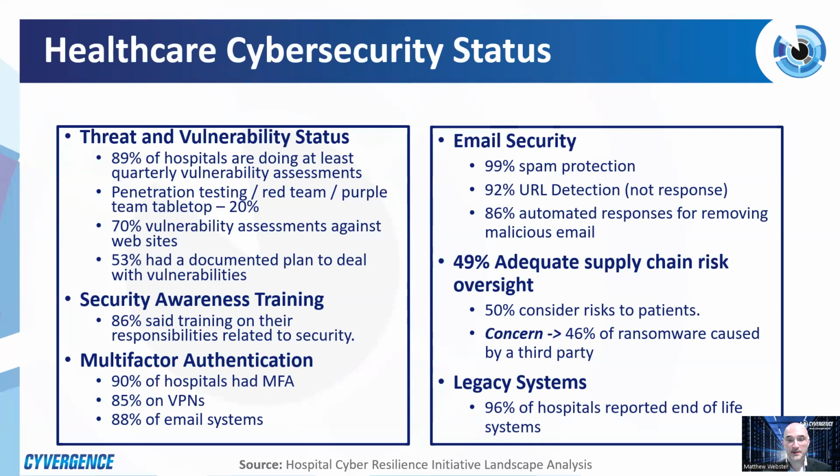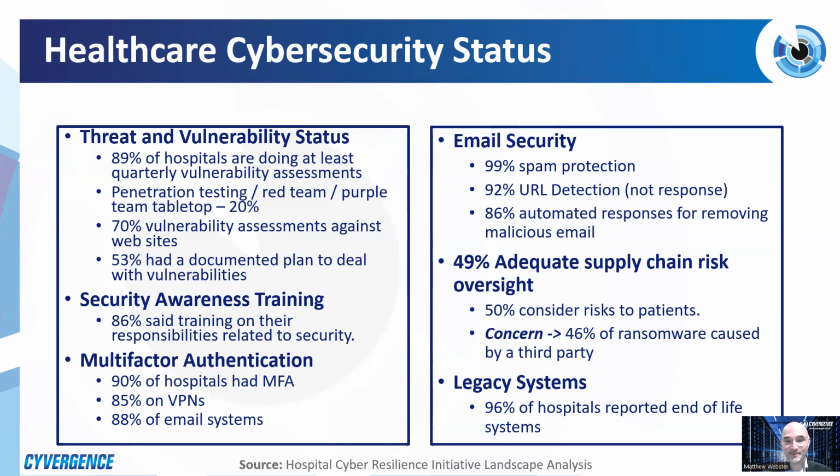Now, one of the concerns about this report, it also had said that 46% of ransomware was caused by a third party. So this is, again, very concerning because you're looking at poor supply chain risk management oversight. And then you're looking at ransomware being caused by a third party in roughly 50% of the cases. It starts to show you what the problems are within organizations.